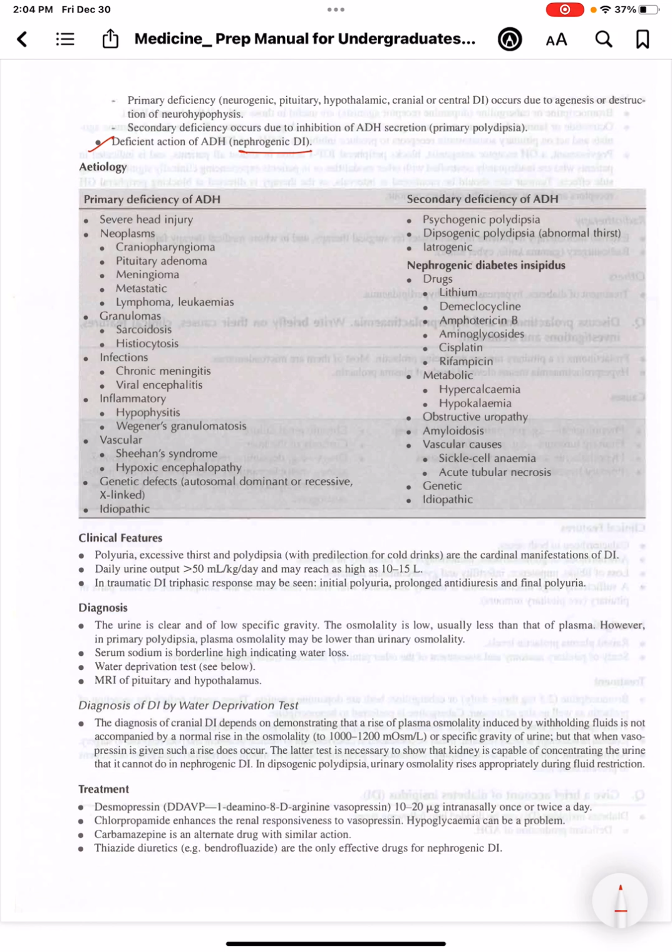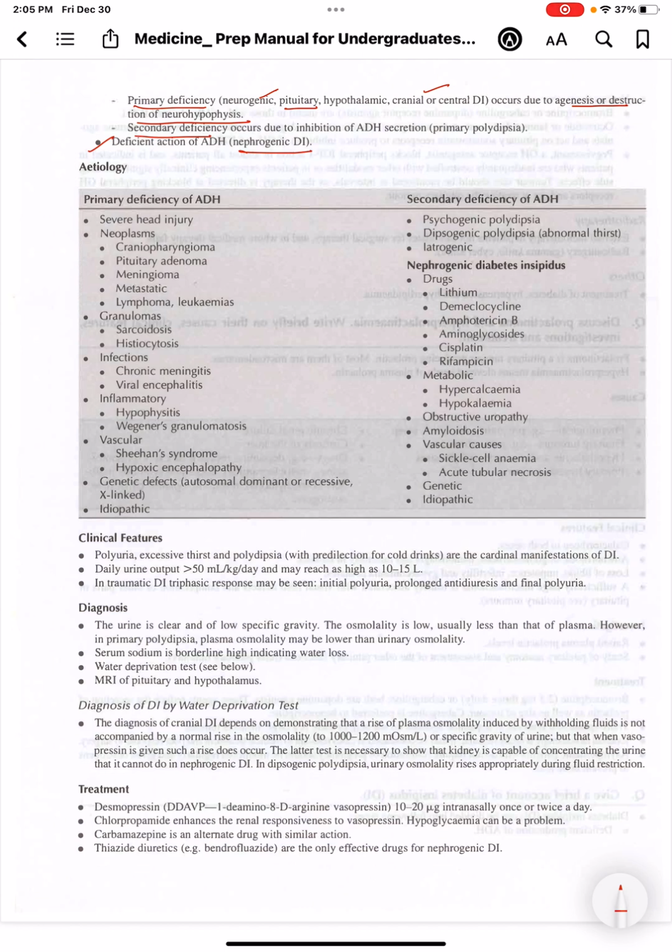So, what are the causes of deficiency of production of ADH? It can be primary deficiency or it can be secondary deficiency. Primary deficiency is also known as neurogenic deficiency or central diabetes insipidus. The causes of primary deficiency may be pituitary or hypothalamic. It occurs due to agenesis or destruction of neurohypophysis. As we know that ADH is secreted from posterior pituitary, also known as neurohypophysis. So it is due to agenesis or destruction of neurohypophysis.